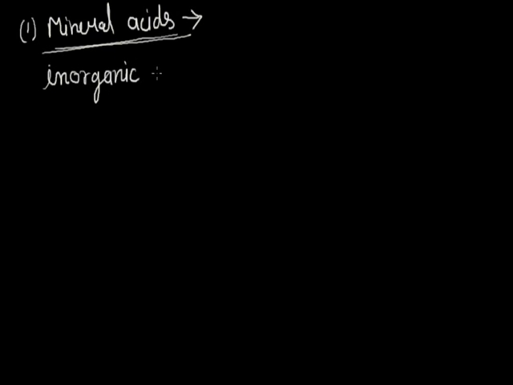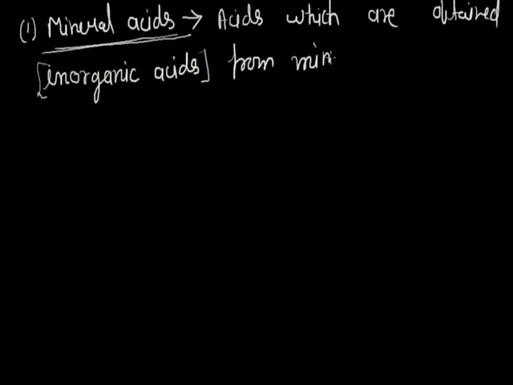The first one is mineral acids. It is also called inorganic acids. Inorganic acids means acids which cannot contain a carbon atom. Now, what is the meaning of mineral acids? On the basis of their name, mineral acids are the acids which are obtained from minerals present in the earth crust.